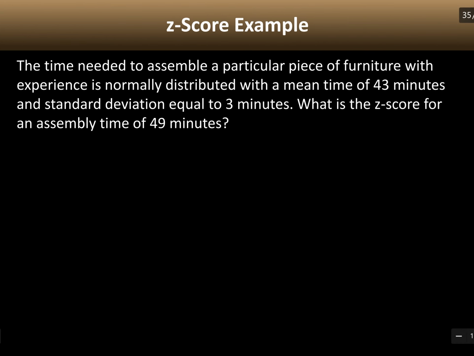Okay, so here is an example using a z-score. The time needed to assemble a particular piece of furniture with experience is normally distributed with a mean of 43 minutes, right? That's the same as what we had. Standard deviation, 3 minutes. What is the z-score for an assembly time of 49 minutes? So I will leave this with you. See if you can come up with the z-score, and we will pick up on the next video segment.